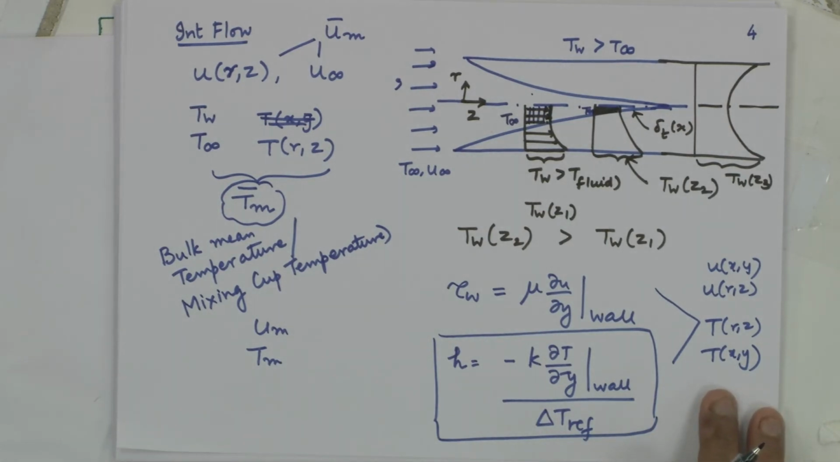In the next module, we will continue with the introduction, give the definition of Prandtl number, give the definition of local and average heat transfer coefficient, and end the classification.